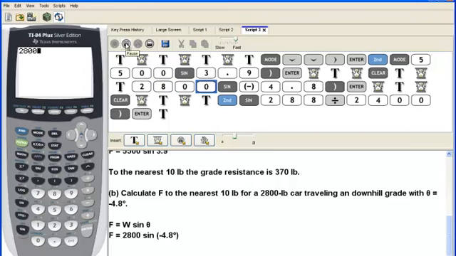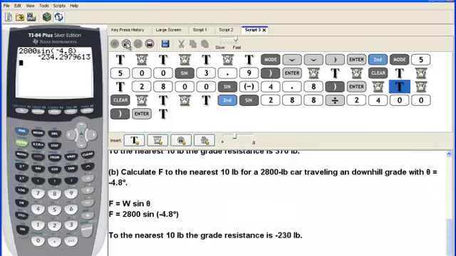2,800 times the sine of negative 4.8. You can see that the value is approximately negative 234, but again we want to round this to the nearest 10 pounds, so we round down to negative 230 pounds.